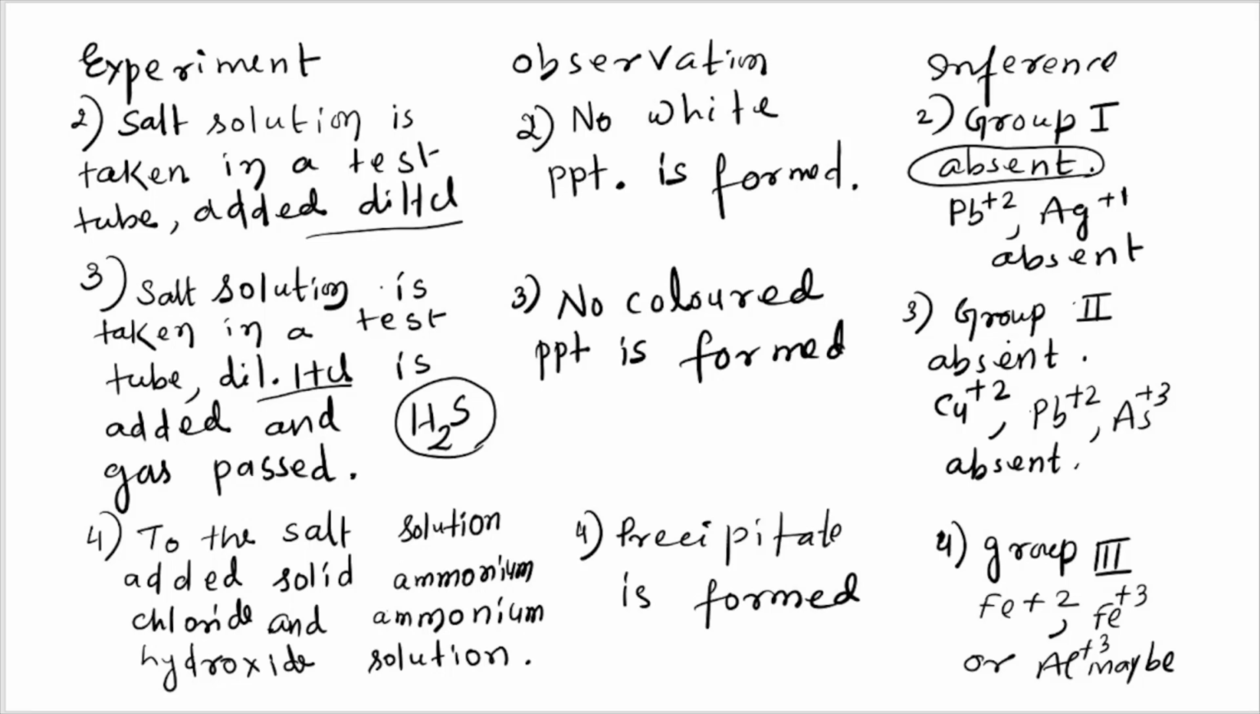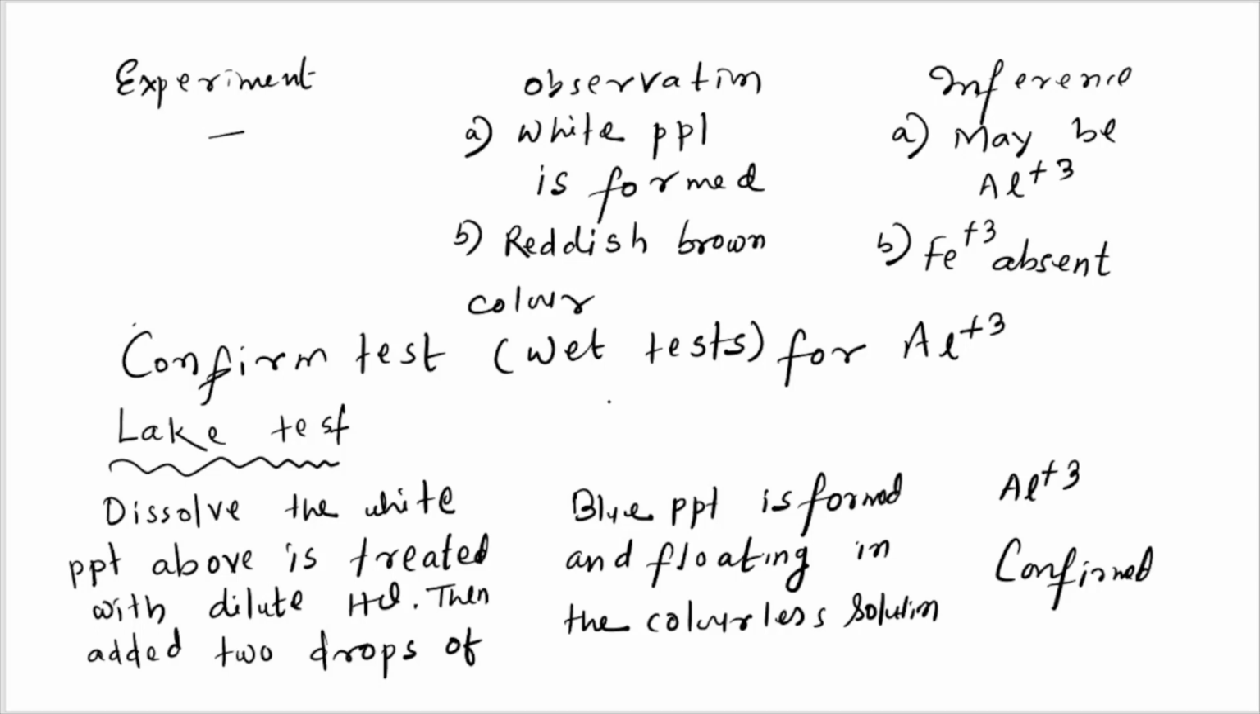Again listen. After 0 group you proceed to first group, no result. After group 1 proceed to second group, no result. After second group proceed to third group, where you get precipitate by adding solid ammonium chloride and ammonium hydroxide. Then you are sure about the color of the precipitate: white precipitate, or if reddish brown, then Fe+3 is present. But since there is no reddish brown in your experiment result and only white precipitate is formed, maybe aluminium +3.